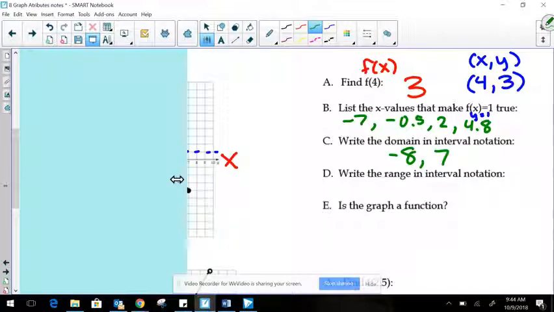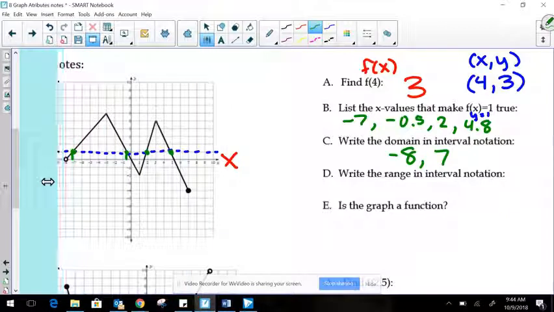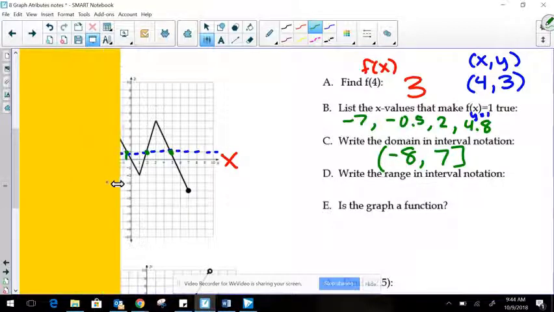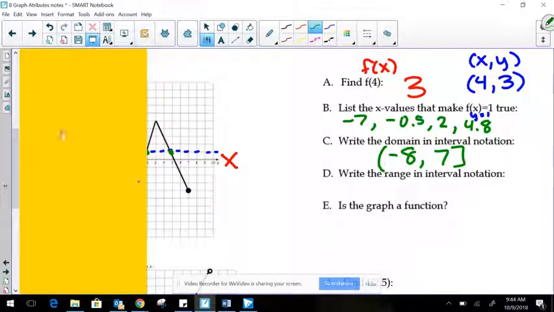Okay, so let's make sure we have our parentheses and brackets correct. So on the left side, that should be a parenthesis because it's an open circle. On the right, that should be a bracket because it's a closed circle. All right. Oh, this keeps changing colors. Fancy.